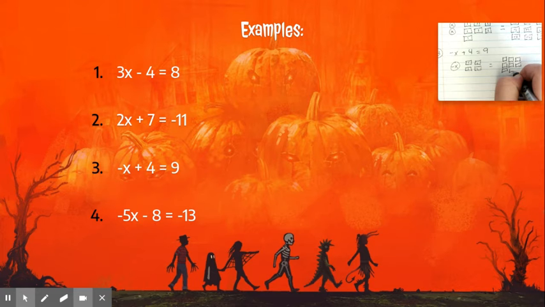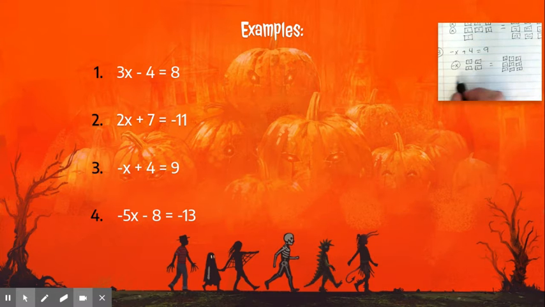Okay, and those are all positive. Okay, makes sense? I hope it makes sense. And then number 4, if it doesn't make sense, then let me know and I can go back over it with you. Negative 5x minus 8 equals negative 13.